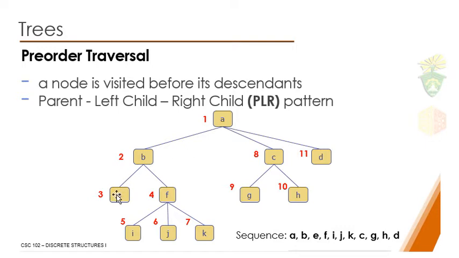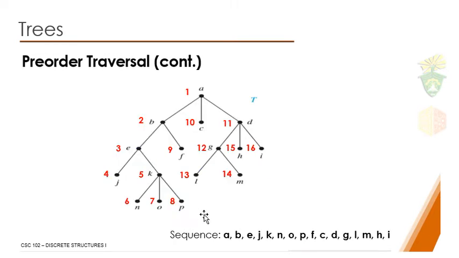So, A, B, E, F, I, J, K, C, G, H, and D. No? Basta sa pre-order, mag-una gina si root. No? Siya ginay-una na itong i-visit for the pre-order traversal. Okay? So, another, we have a tree daning dapita.